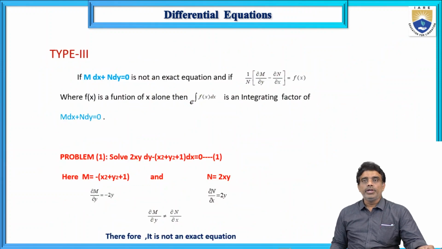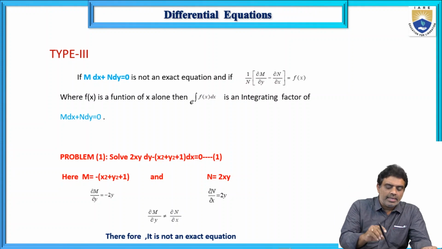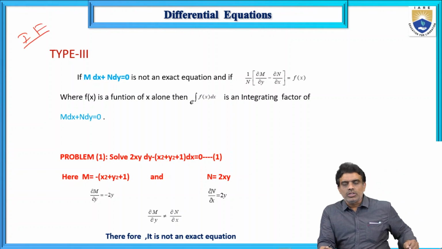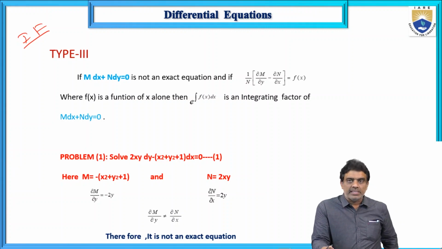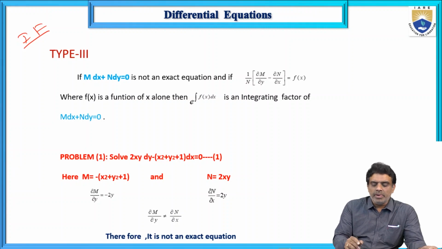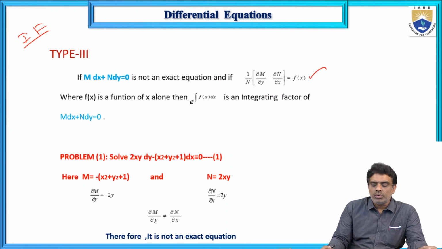So then we go to type 3 model of integrating factor. Integrating factor type 3 model. So here also the statement is the same. If m dx plus n dy is equal to 0 is not an exact equation, and if 1 by n into dou m by dou y minus dou n by dou x is equal to a function of x alone. That means the resultant is a function of x alone.